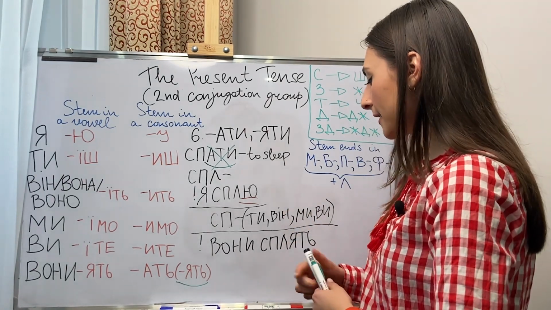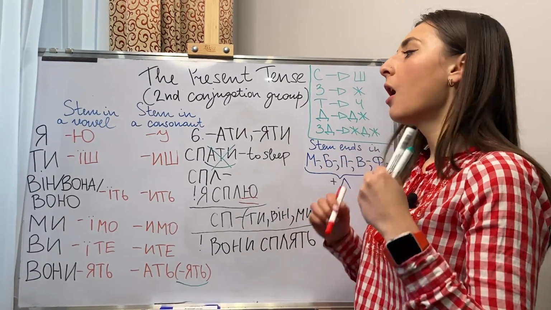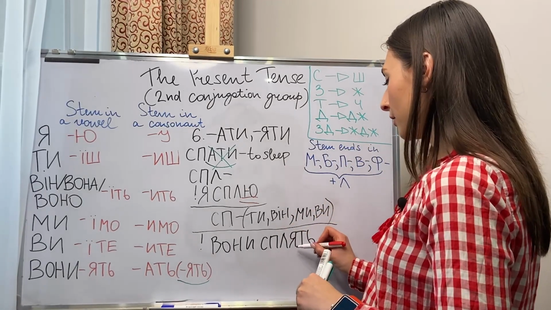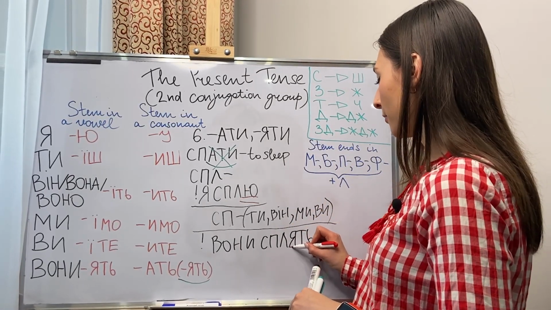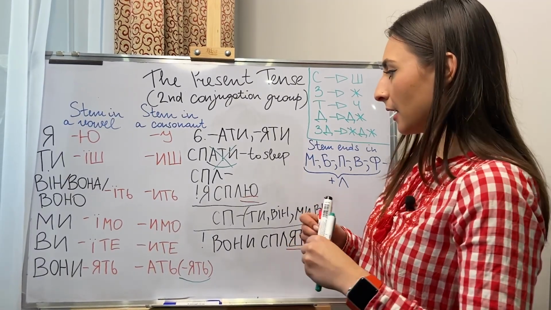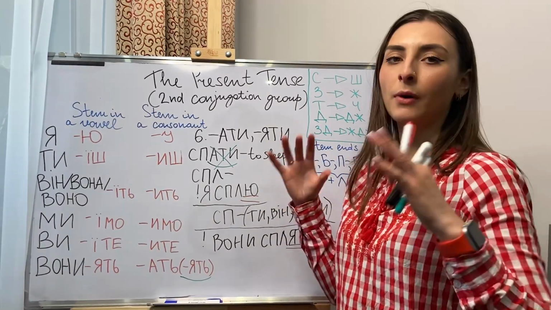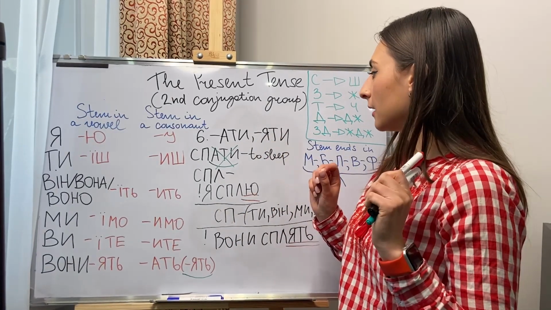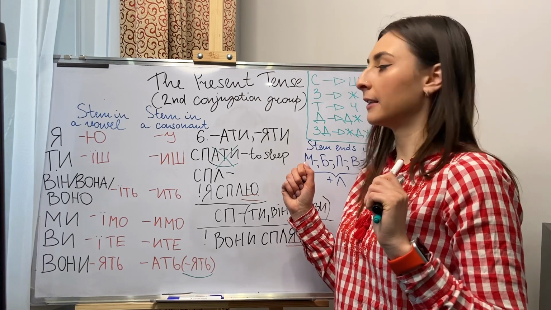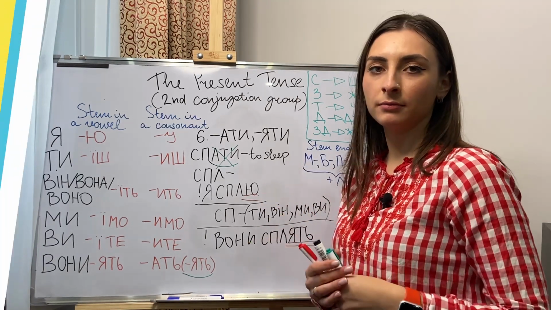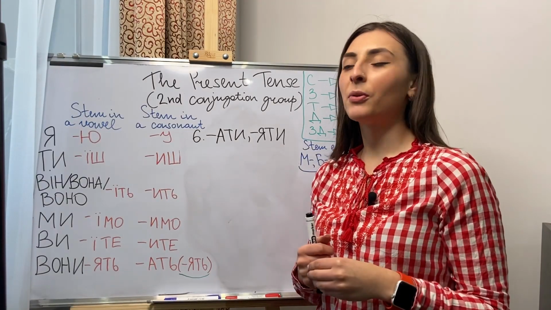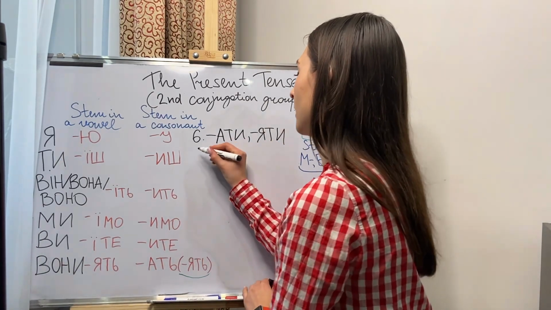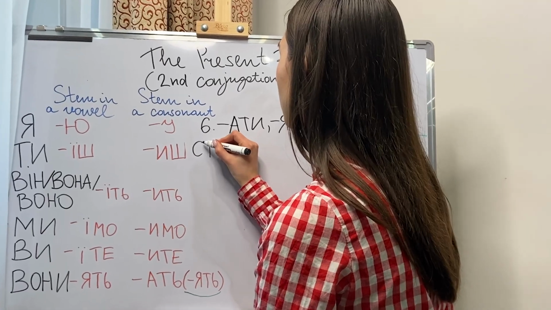So as I said, guys, in this video lesson I give you all common exceptions for the second conjugation group. So don't be afraid that there are so many exceptions here. You just need to remember them. And now let's talk about the яти and examples with this ending. And the last example with the яти is the verb стояти.